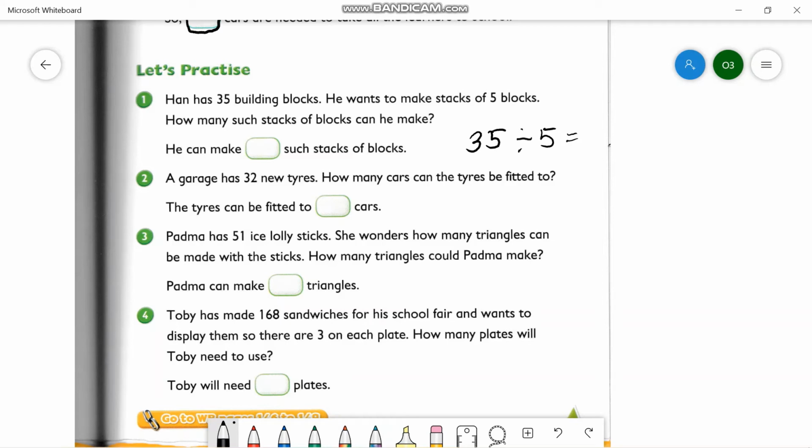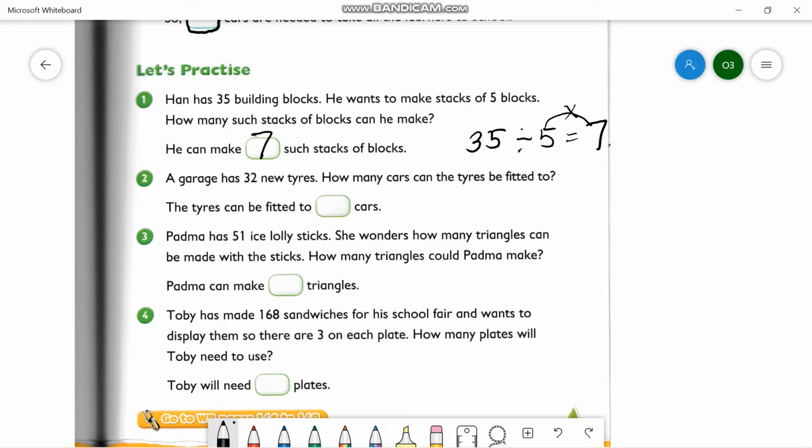So here you can make an array or you can use your basic multiplication fact. What will you multiply to 5 to get 35? So you start counting by 5, 5, 10, 15, 20, 25, 30, 35. So you stop with 35 and that is 7. Okay, 7 times. So the answer is 7. So because 5 times 7 is equal to 35. So here, our answer is 7.